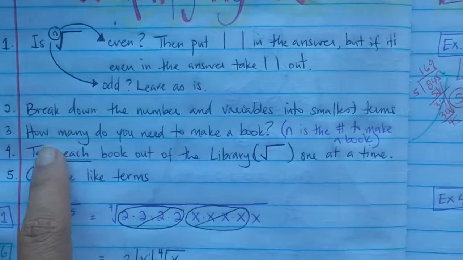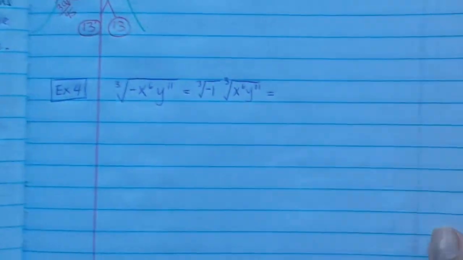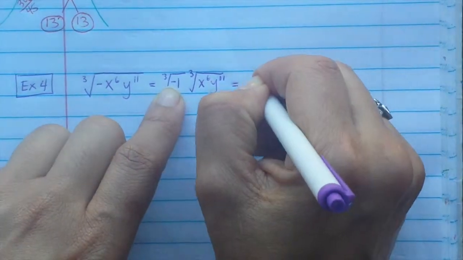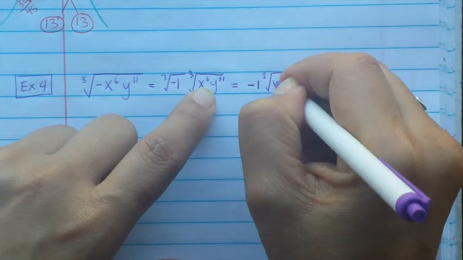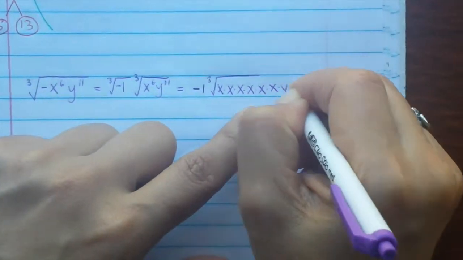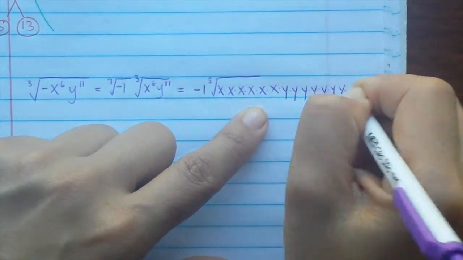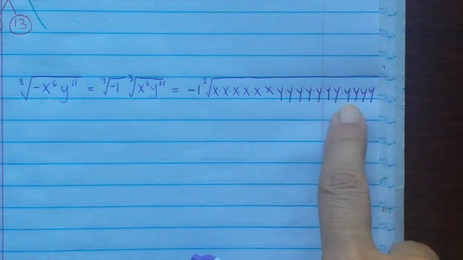So break it down as usual. So if it's even or odd, this time it's odd. So we don't have to worry about absolute value. When you finish the problem, don't worry about absolute value. So it's going to be a negative 1 outside. And then you're going to break down x to the 6th: 6 of them, 1, 2, 3, 4, 5, 6. And then 11 y's: 1, 2, 3, 4, 5, 6, 7, 8, 9, 10, 11.